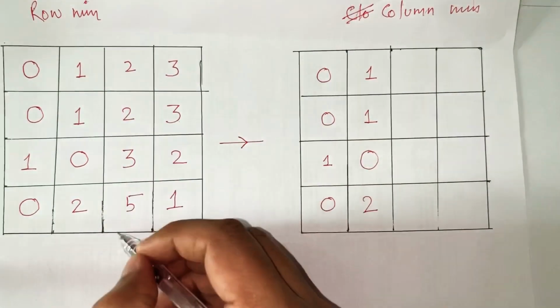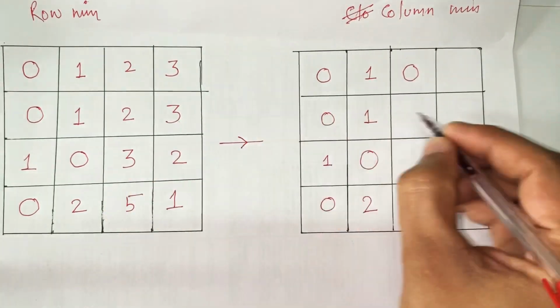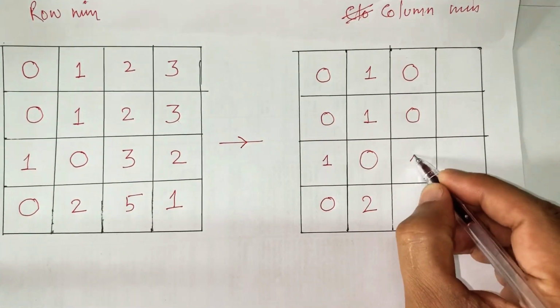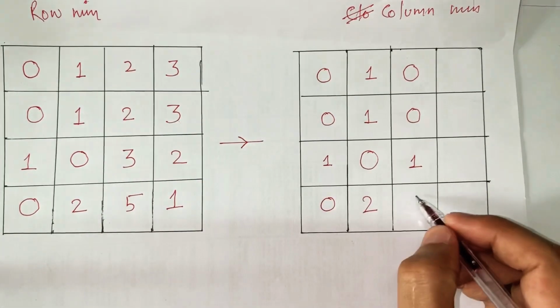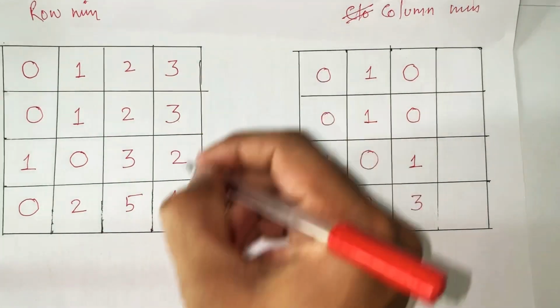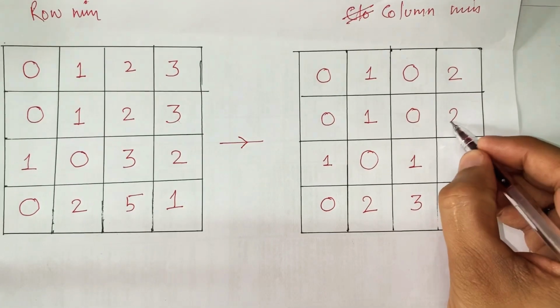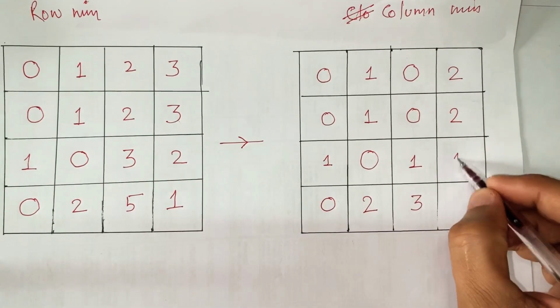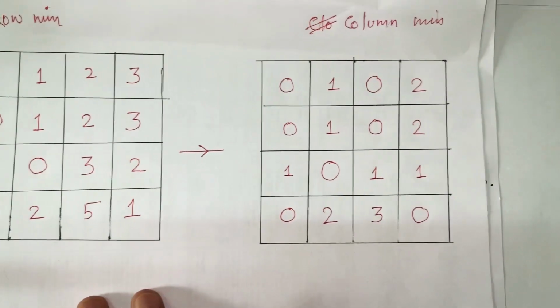In the third column the minimum is 2. So 2 minus 2 is 0, 2 minus 2 is 0, 3 minus 2 is 1, 5 minus 2 is 3. Now in the fourth column the minimum is 1. So 3 minus 1 is 2, 3 minus 1 is 2, 2 minus 1 is 1, 1 minus 1 is 0. Now my solution matrix is ready.